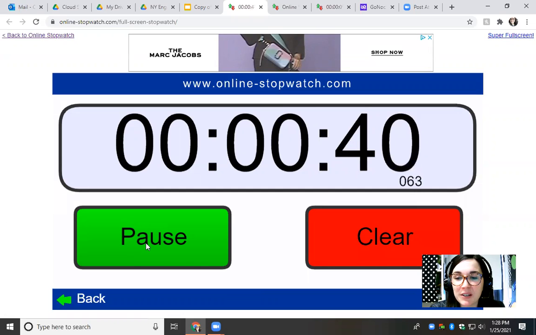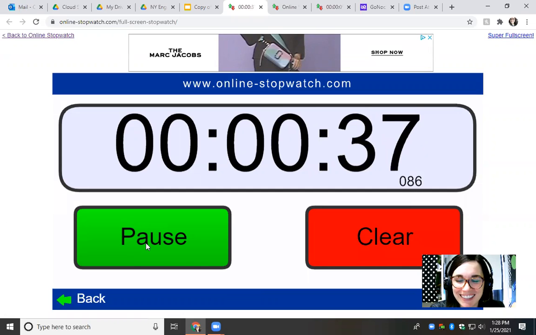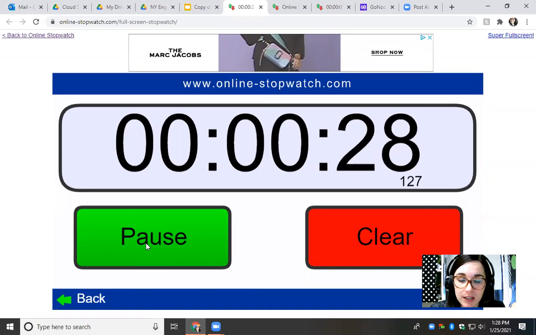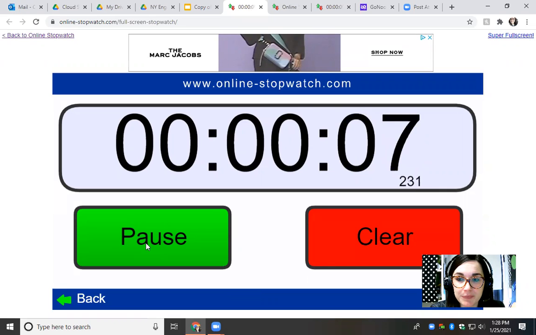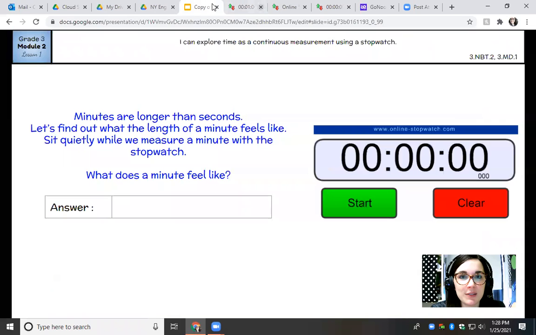A minute feels like a while when you're just sitting and waiting, doesn't it? A minute is 60 seconds, so we started at 60 seconds and we're working our way back to 1, actually all the way back to 0. Okay, we're over halfway. Almost there. 4, 3, 2, 1, 0. Okay, that was a full minute.